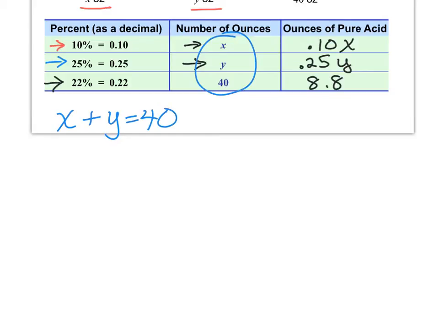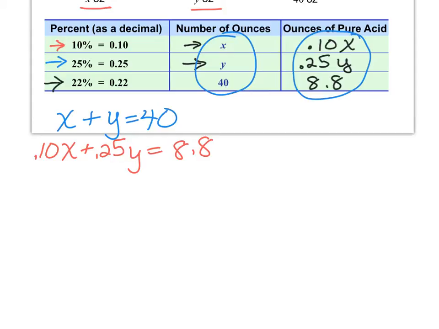Our second equation is going to tell us about how much pure acid is in the mixture. So if you take what you start off with, the 10% of X and the 25% of Y, that's going to equal 8.8. So our second equation can be written as 0.10x plus 0.25y is equal to 8.8. And that's our system of equations. We can use the elimination method, the substitution method. Graphing method might be a little challenging, so let's go ahead and use the substitution method.